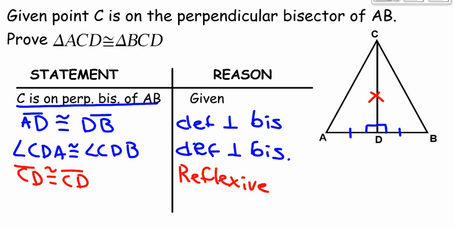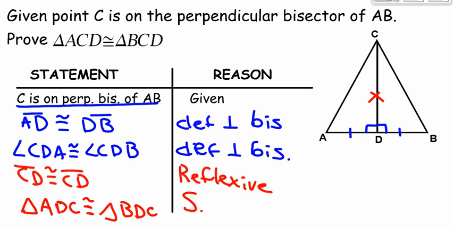And now I can say my triangles are congruent. So triangle ADB is congruent to triangle BAD, I'm sorry, not ADB, ADC, my bad. Let's fix that. ADC congruent to triangle BDC by side angle side. Okay, that completes that proof. I proved what they wanted me to prove. I am done.